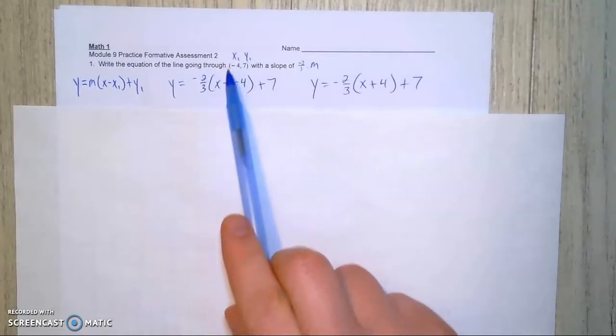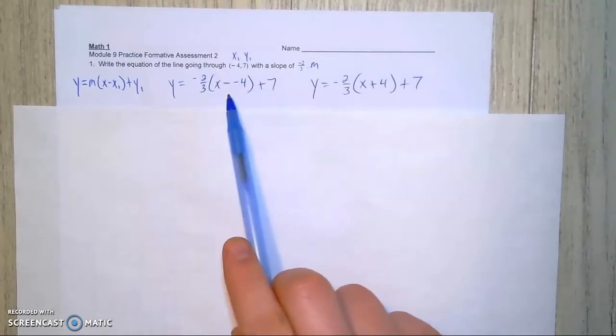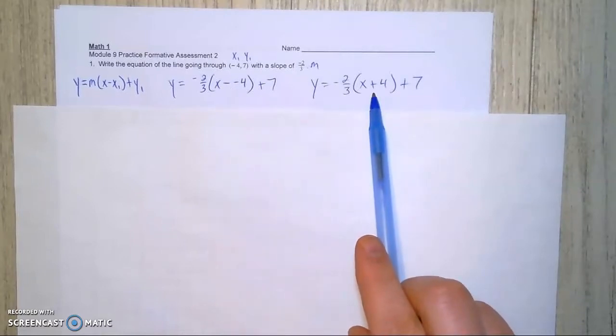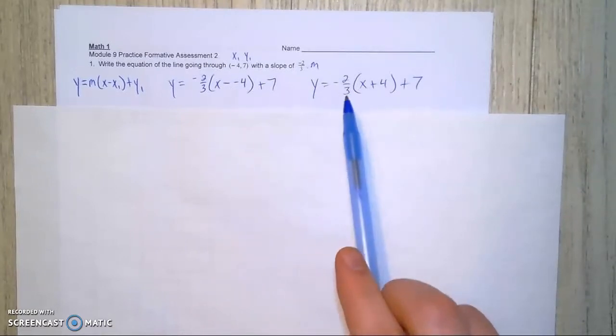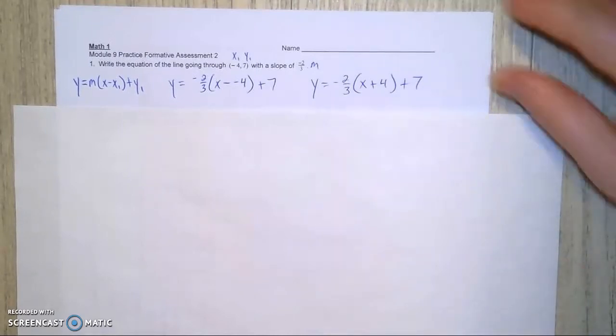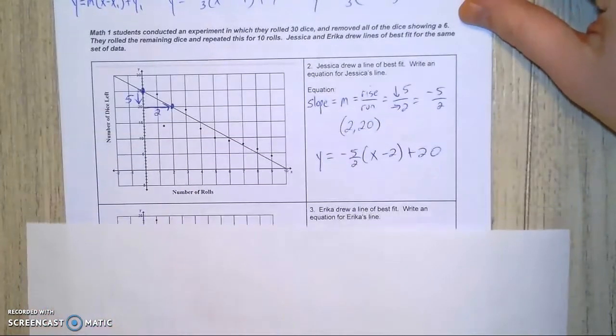I plugged those different values into the problem, and then the only other thing I had to clean up there was that minus a negative. I changed it to a plus sign by the end. So I got y equals negative 2/3 (x plus 4) plus 7. So moving on to number 2.